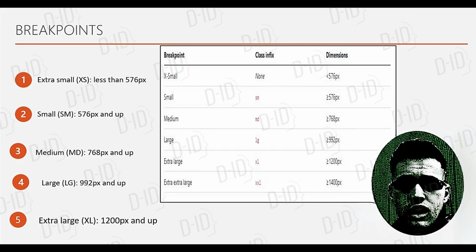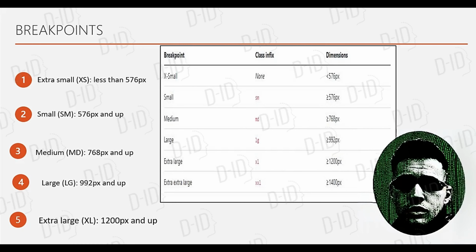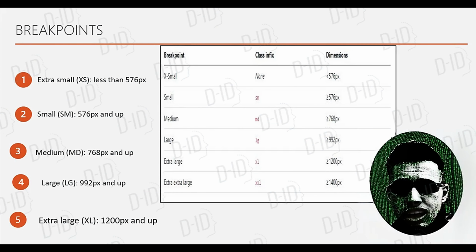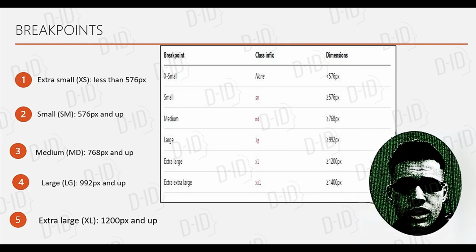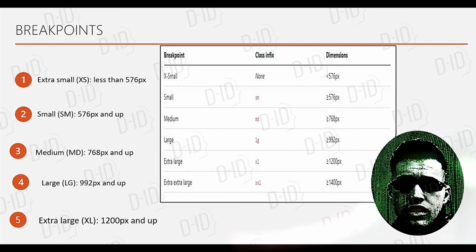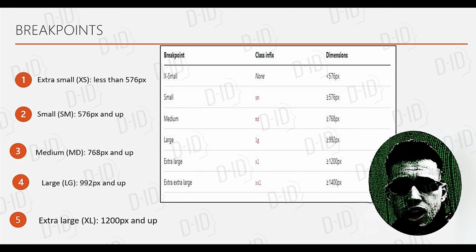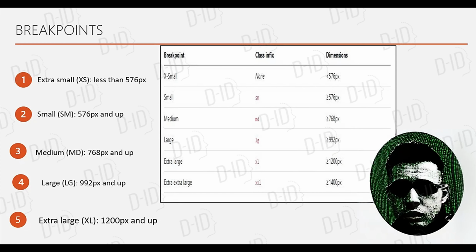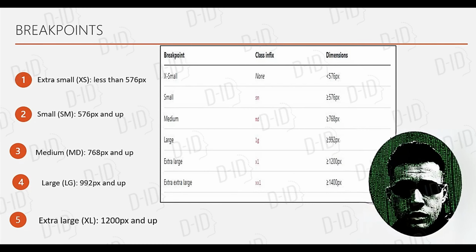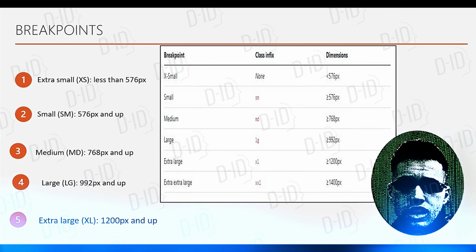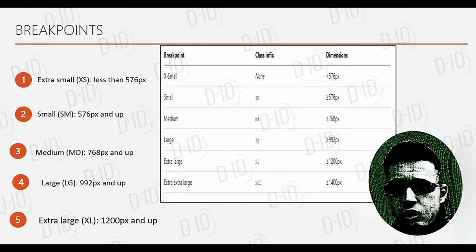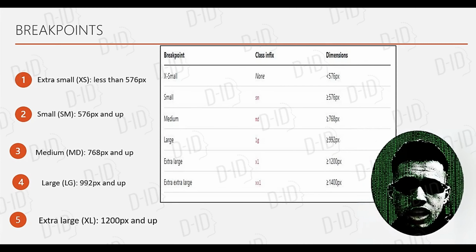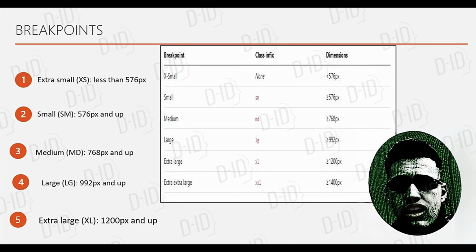Firstly, let's talk about breakpoints. Breakpoints in Bootstrap refer to predefined screen sizes at which your website's layout and design adapt to ensure a seamless user experience on various devices. Bootstrap offers several breakpoints, such as XS for extra small screens, SM for small screens, MD for medium screens, LG for large screens, and XL for extra large screens. These breakpoints allow you to control how your website looks and behaves on devices of different sizes.